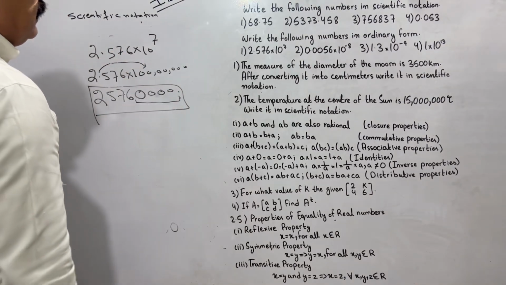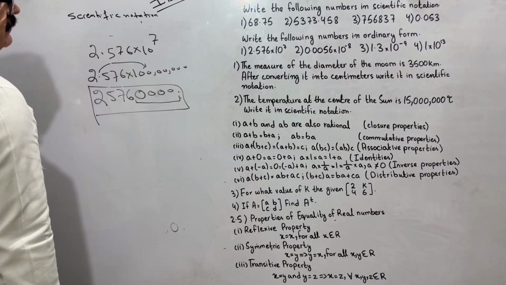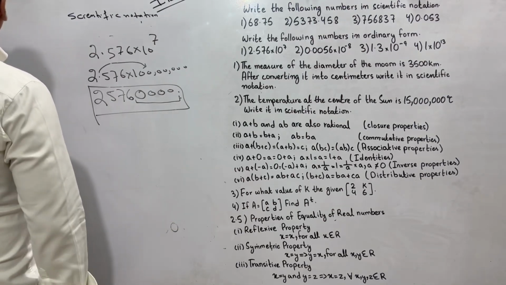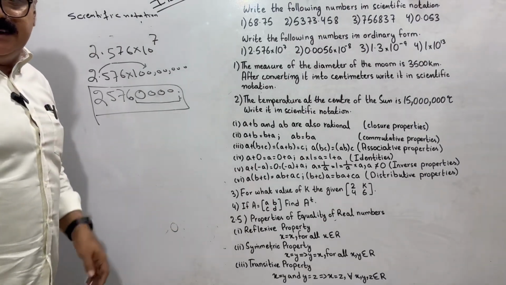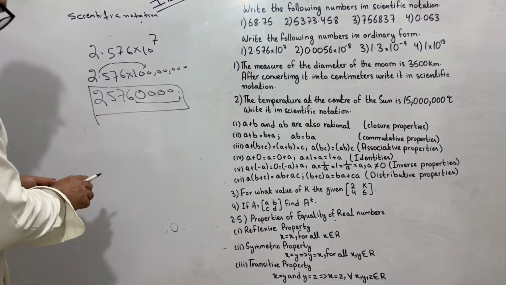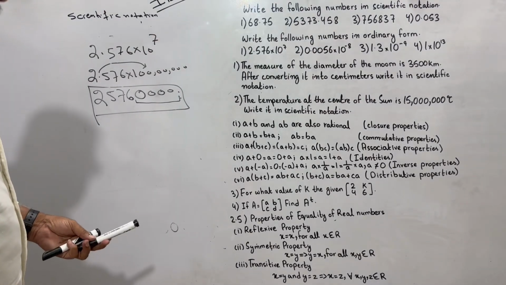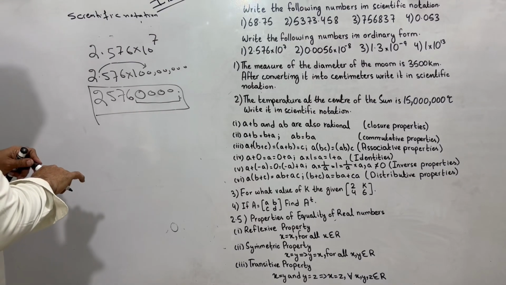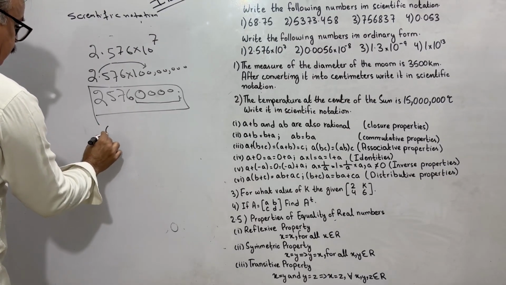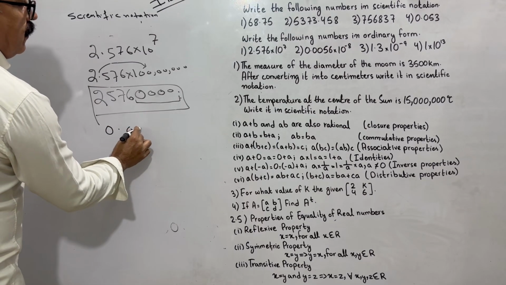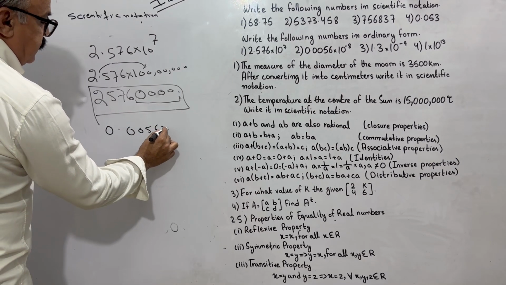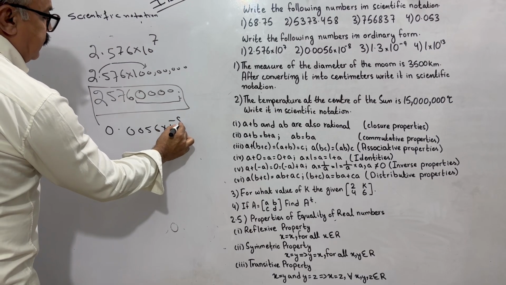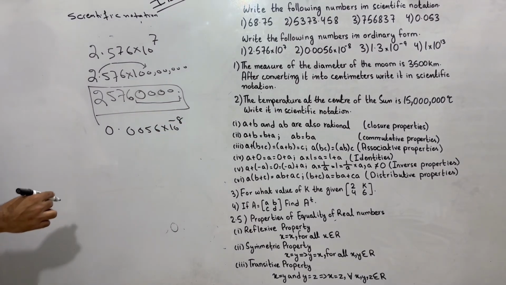So that is our ordinary number for this scientific notation. Now let's see and find out what happens if the exponent is negative. We have 0.0056 into 10 raised to minus 8. Look at this: the power of 10 is negative.